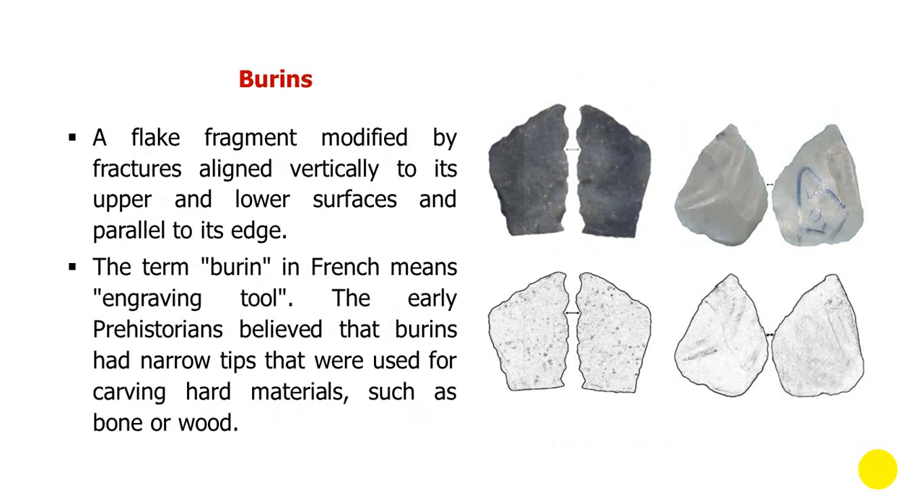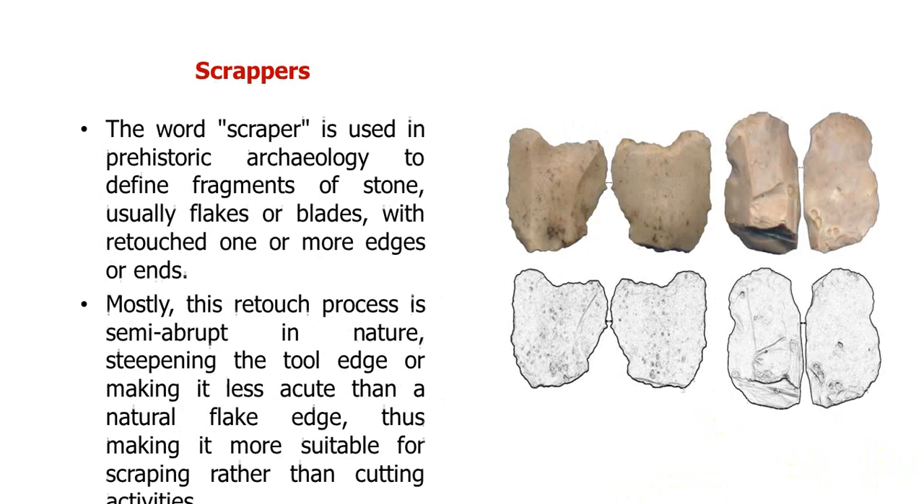Burin is a flake fragment modified by fracture aligned vertical to its upper and lower surface and parallel to its edges. The term burin in French means engraving tool. The early prehistorians believed that burins had narrow tips that were used for carving hard surfacing material such as bone or wood.